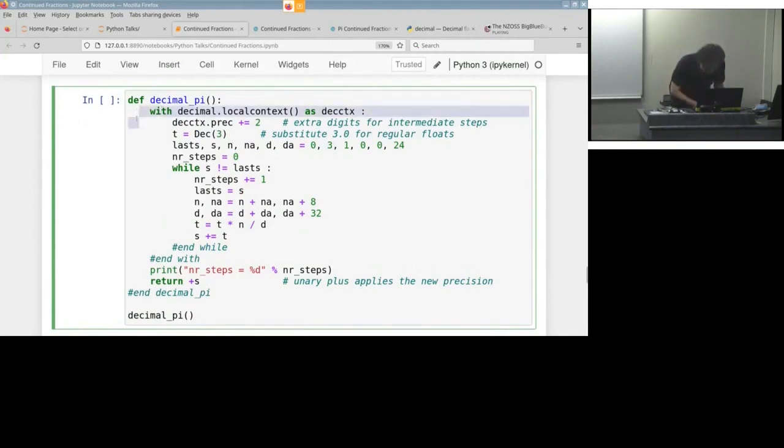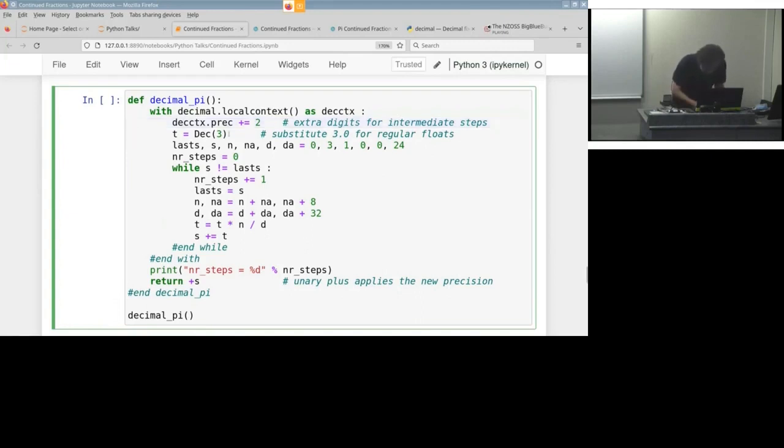So I create a new temporary context, which by default is initialized to the previous context. That's a local context. It creates a new one. So I do what they do, I increase the precision by 2, but I don't need to decrement it because it'll just go back to the old context. And I did a few other things to simplify this.